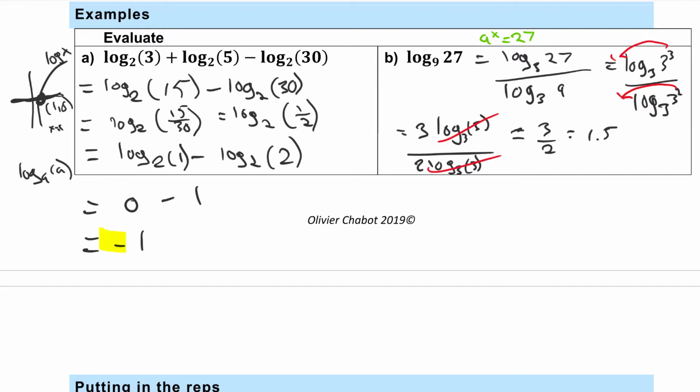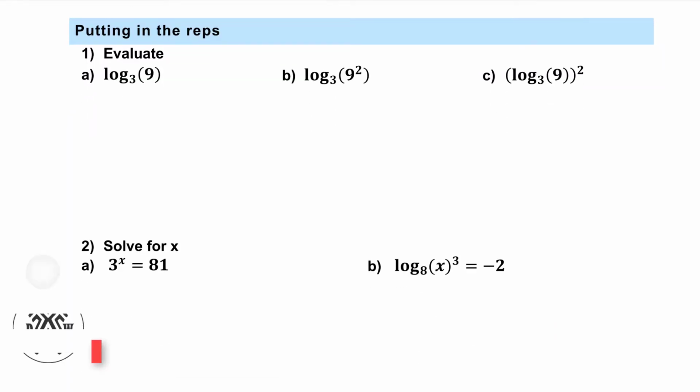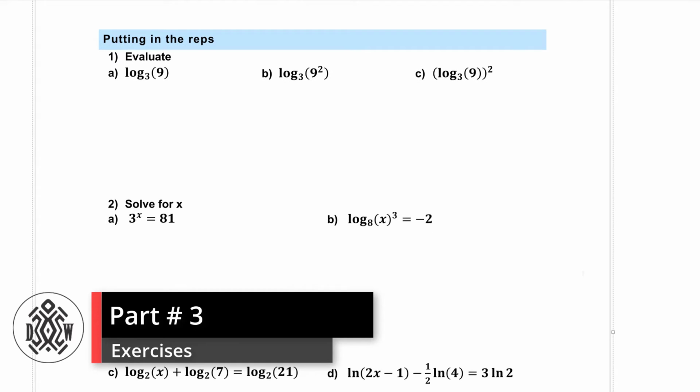Note that I created these examples so that they simplify nicely. In the first one we got -1, and here we get 3 over 2. They might not always simplify nicely, but the whole point of logarithms is that you can solve these equations a lot better. Now it's your turn to do a little bit of practice.